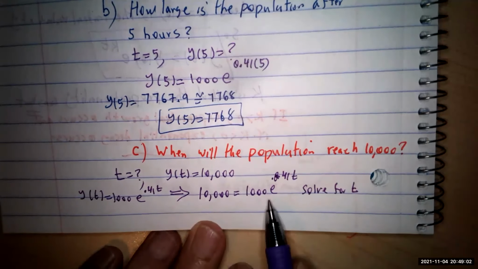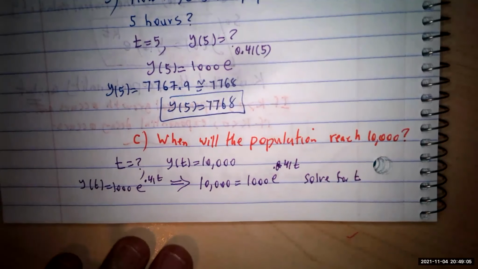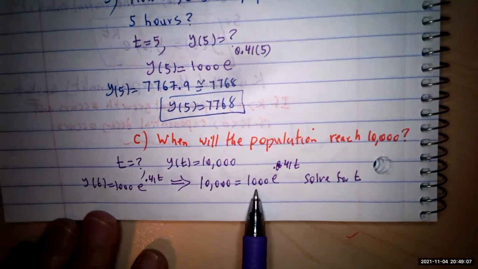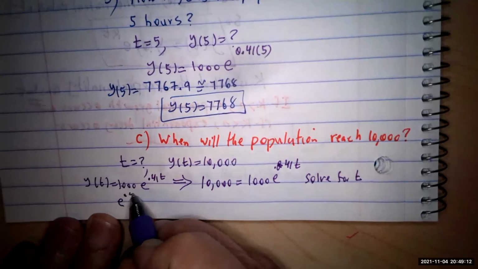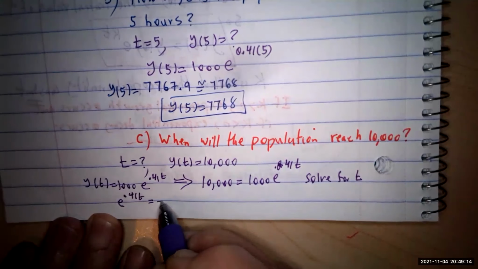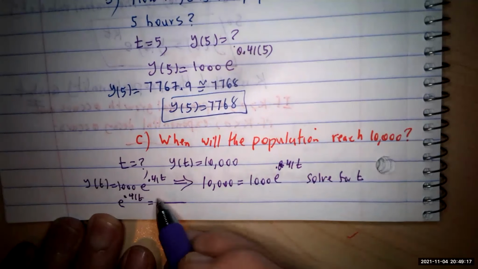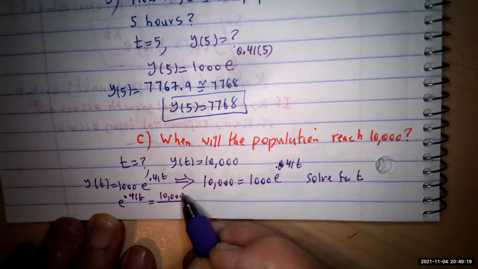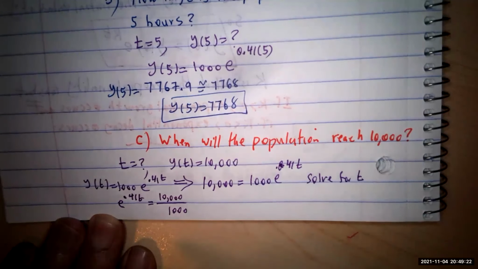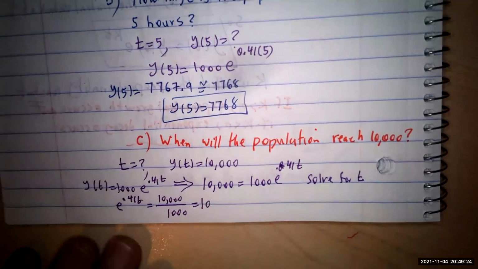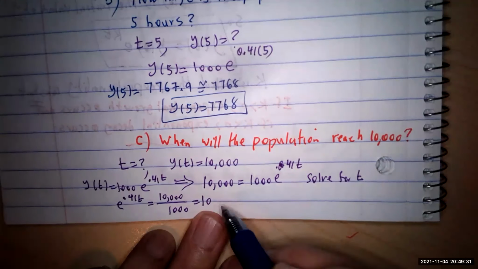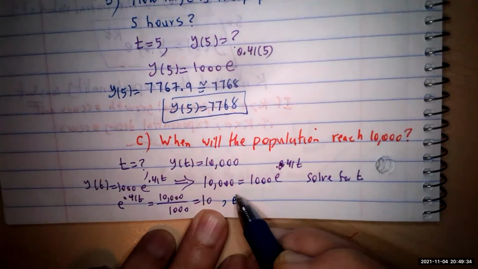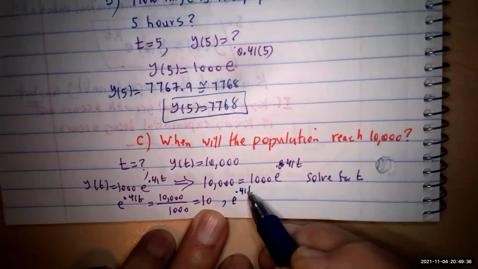The way we do it, we have to solve for the exponential part first, then you bring it down. So we divide by 1000, so e to the 0.41 t would be 10,000 divided by 1000. So the result would be 10. So what we have is e to the 0.41 t is equal to 10.